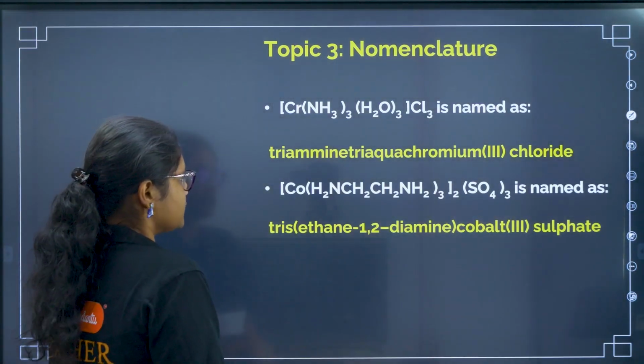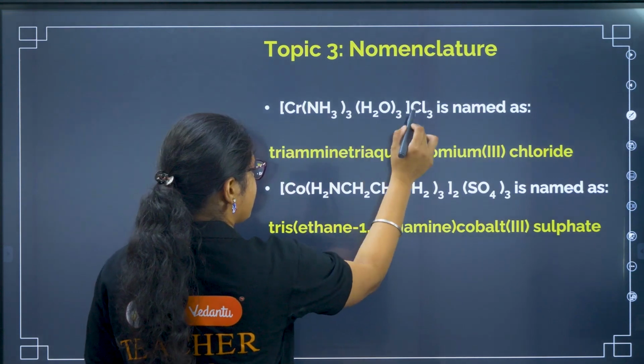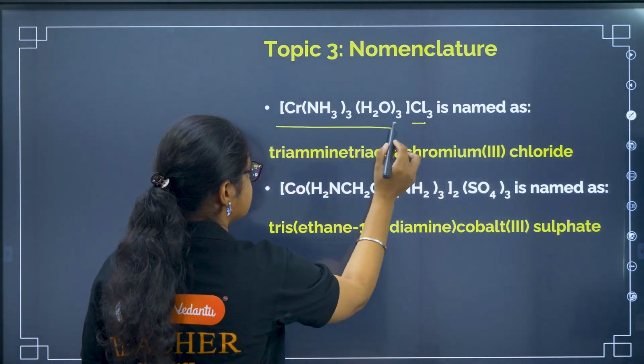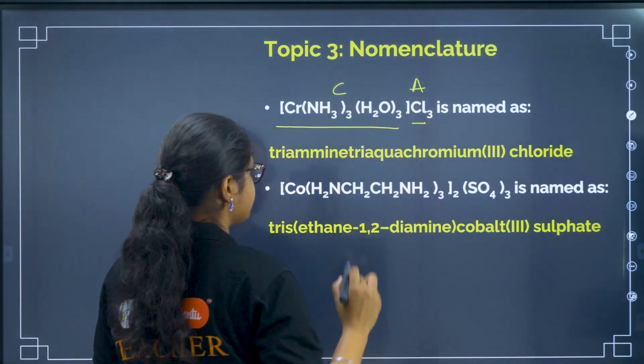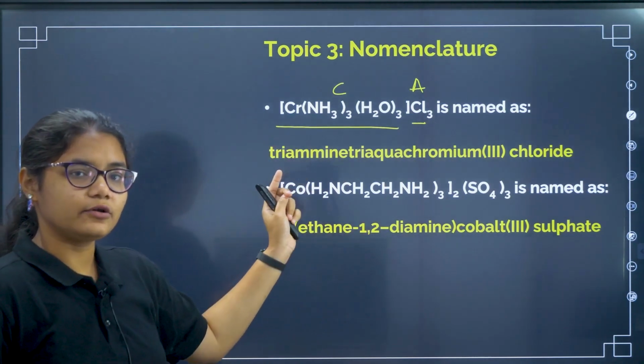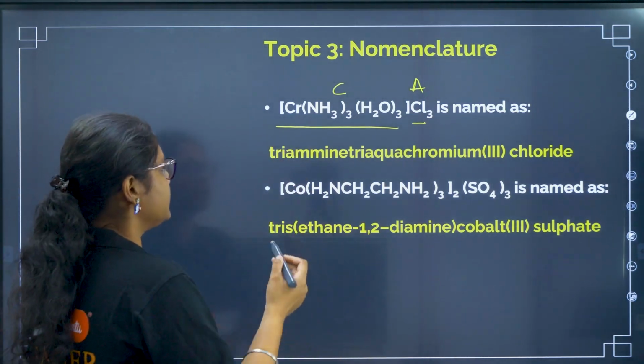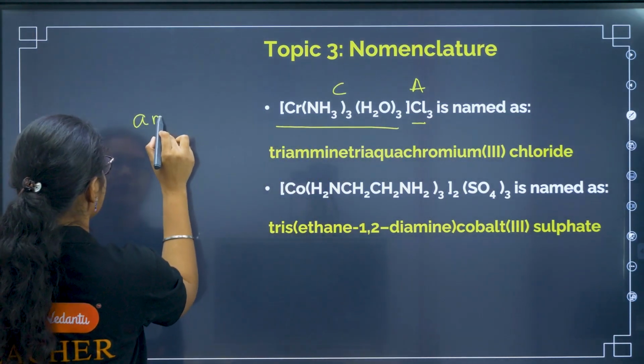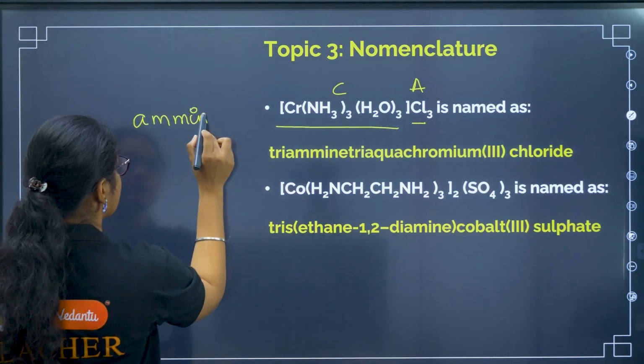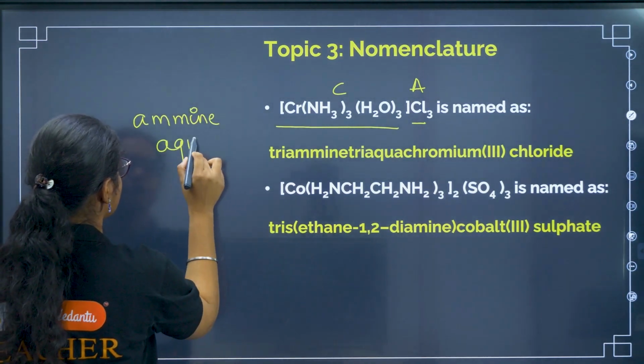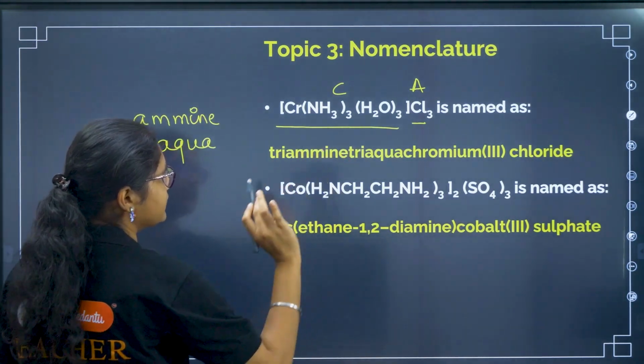So first of all, you see this part is cation, this part is anion, right? In the cation part, we will name the ligands first. So what are the ligands here? Amine is one ligand. Next is water. For water, we have to use aqua. These two ligands are there.